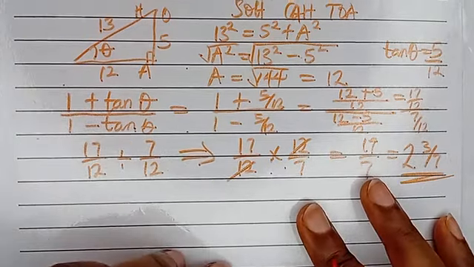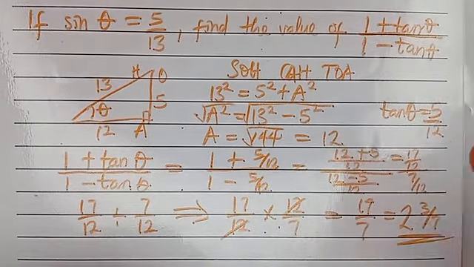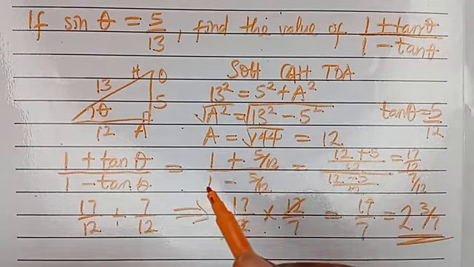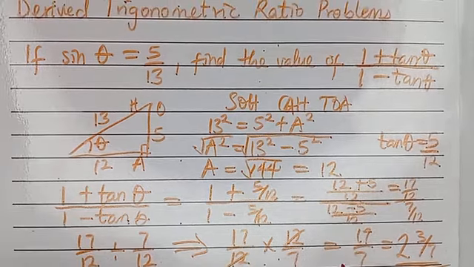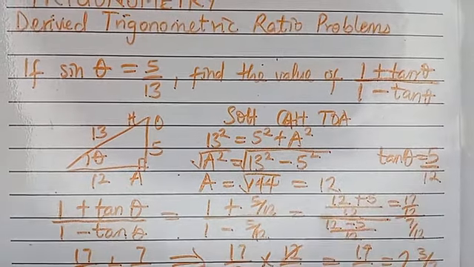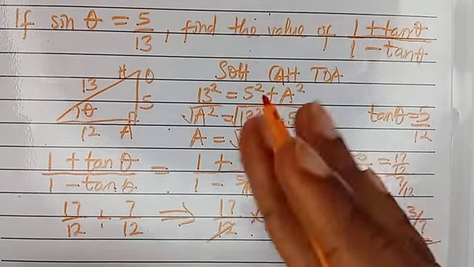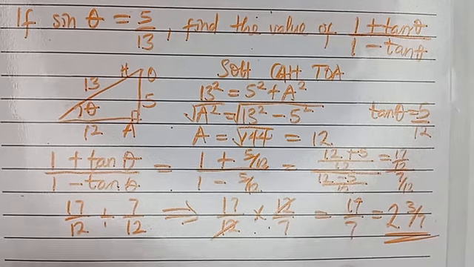So you can see we started with a crazy looking question, and then we still follow the same method of derived trigonometric ratio problems, and then we are able to get everything down to very simple things.